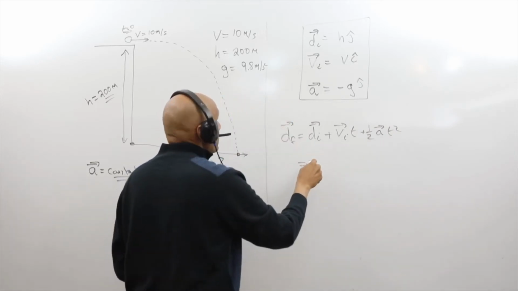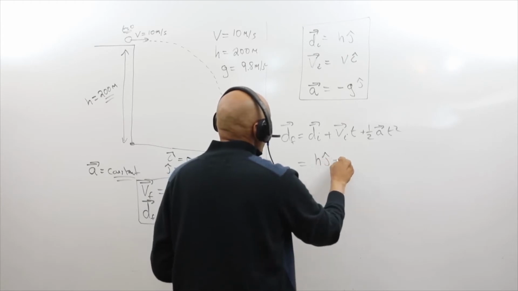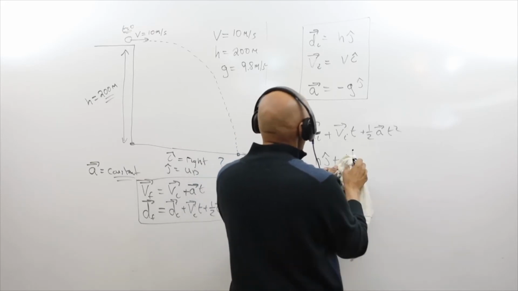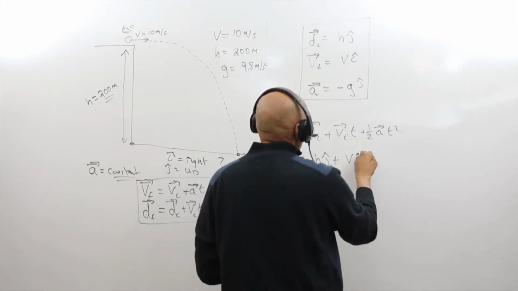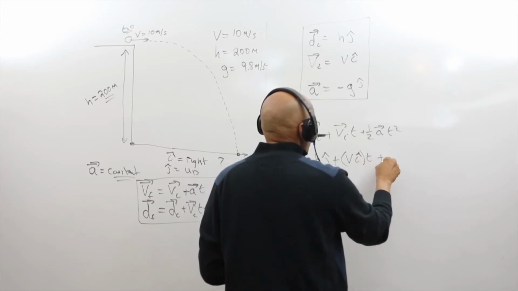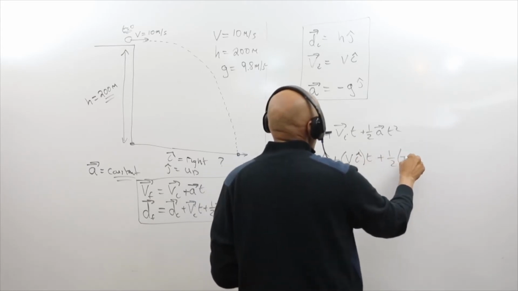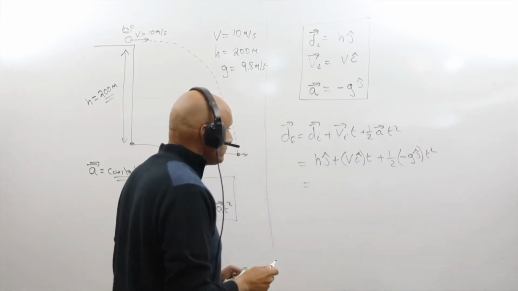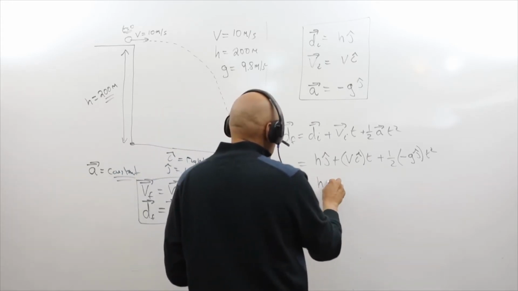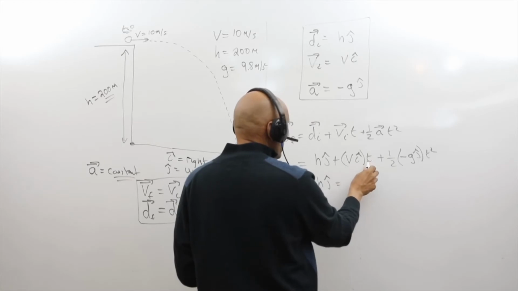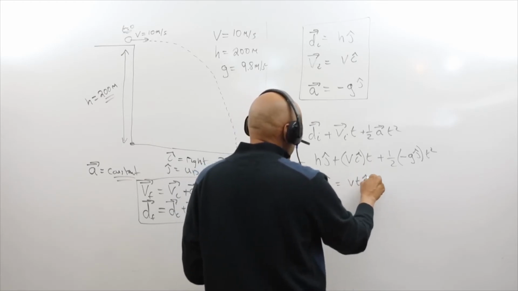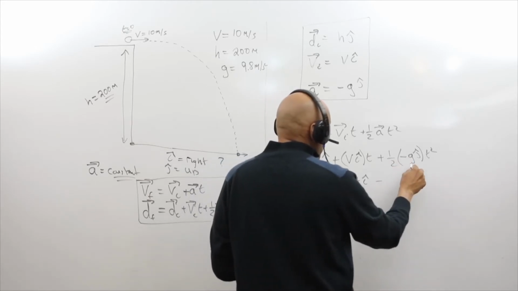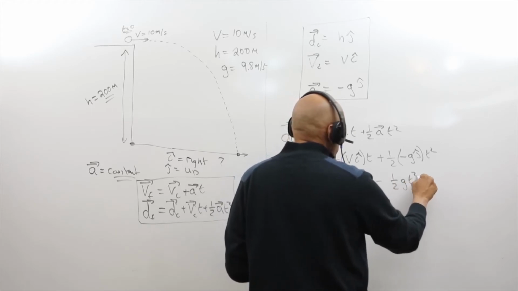So these are vector equations. di is hj. Hopefully you're getting used to these component forms. Here is vit, which is just vi times time, plus 1/2, and acceleration happens to be minus g j, times t squared. So let's expand. hj, v times t, a vector scaled by t is just vt i. Sorry, that's supposed to be a plus sign. And then there's a minus 1/2 g t squared j.